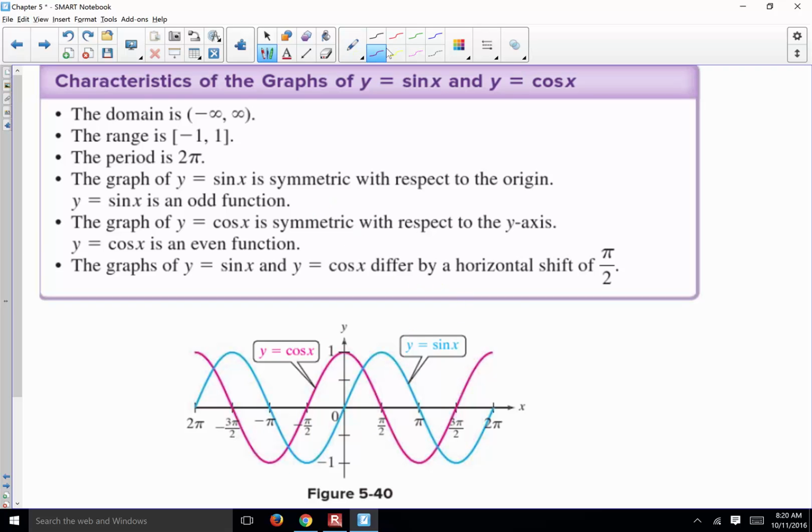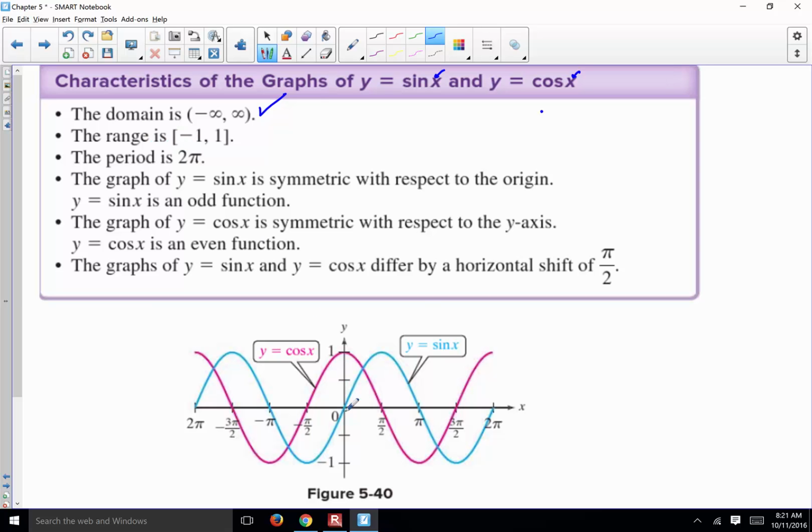First off, the domain of both functions is everything. Every number you insert into x, you can compute its sine and cosine. No exceptions. Sine and cosine never become undefined. It's clear from the graph. There are no holes, no interruptions, no jumps. Sine and cosine have negative infinity to infinity domain.